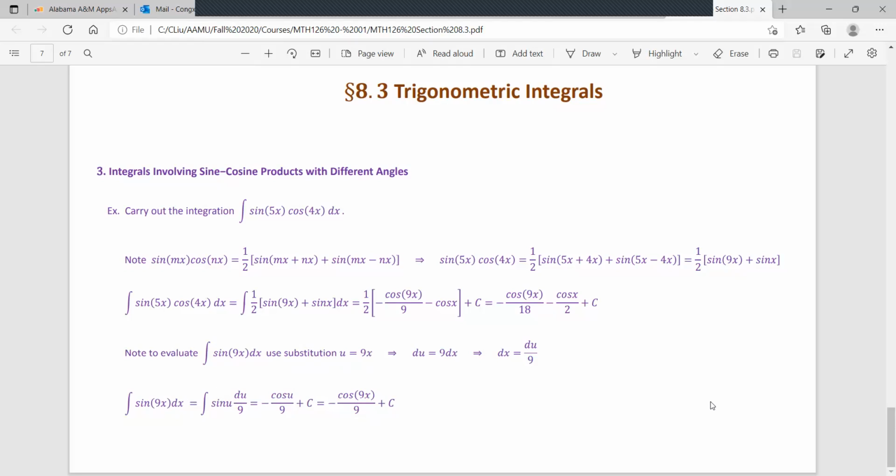So that's section 8.3: some trig integrals, some techniques we can use to carry out trigonometric integrals. Any questions about this example? Any questions about this whole section?